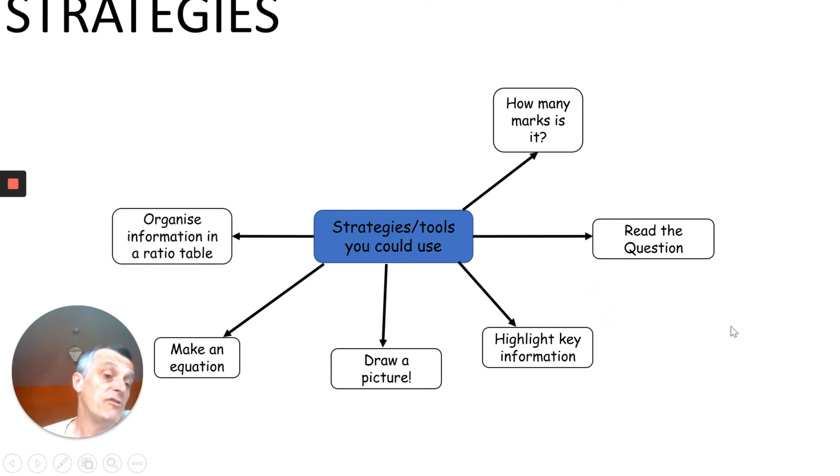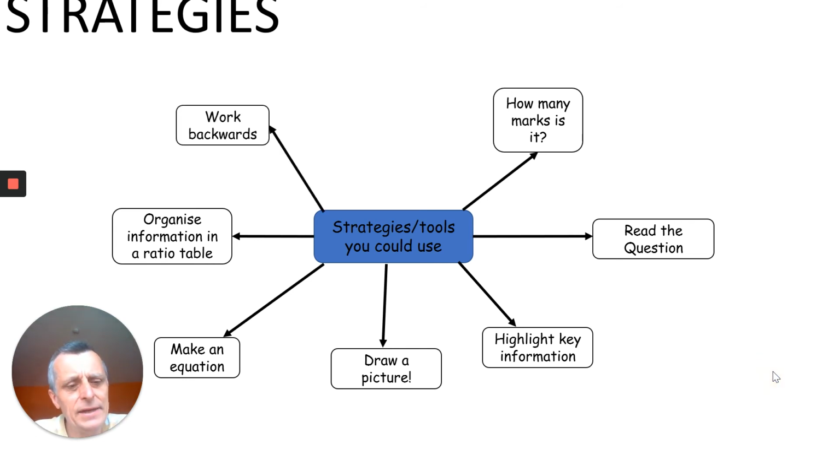So could you create a ratio table? You know, it might be a question to do with proportions or something like that. Go and have a look at the videos that we've created for ratio tables. Ratio tables are a very, very powerful tool when you're dealing with proportion and ratio. So is there some way you could build up a ratio table from what you've got?